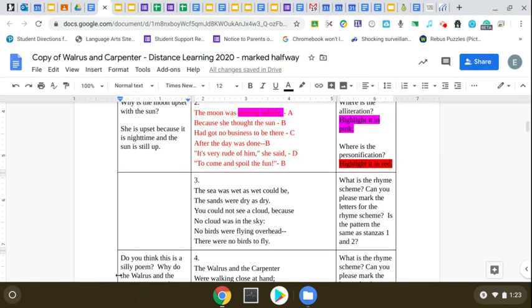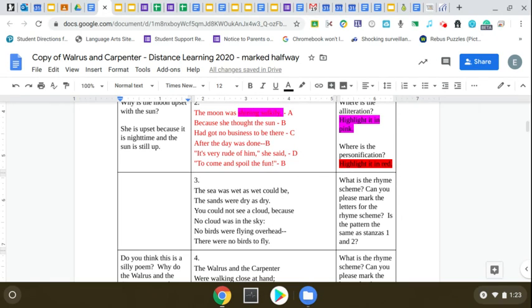Okay, stanza 3. The sea was as wet as could be. The sands were dry as dry. You could not see a cloud because no cloud was in the sky. No birds were flying overhead. There were no birds to fly.